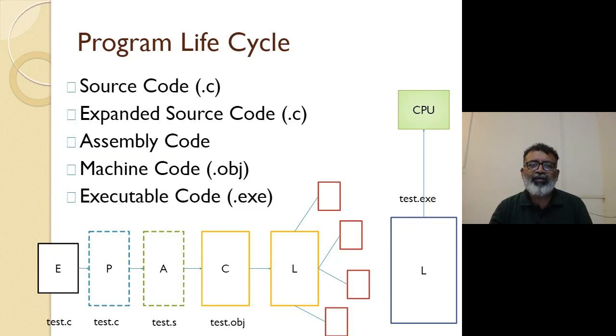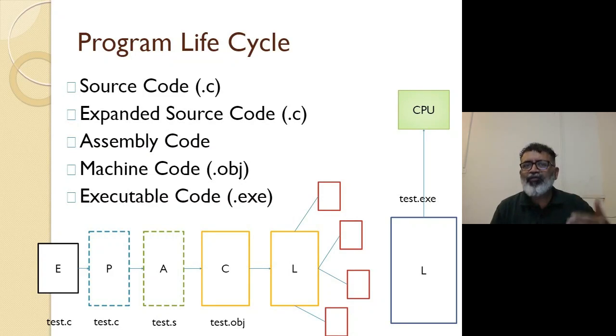Predominant files I have written: the source code with .c extension, expanded source code .c or .i, assembly code, usually with extension .asm, machine code that is .obj, and executable code that is .exe, right? And in addition to that, there is a preprocessor. So these many files. Some of these are internally created, not visible. Some of these are created.